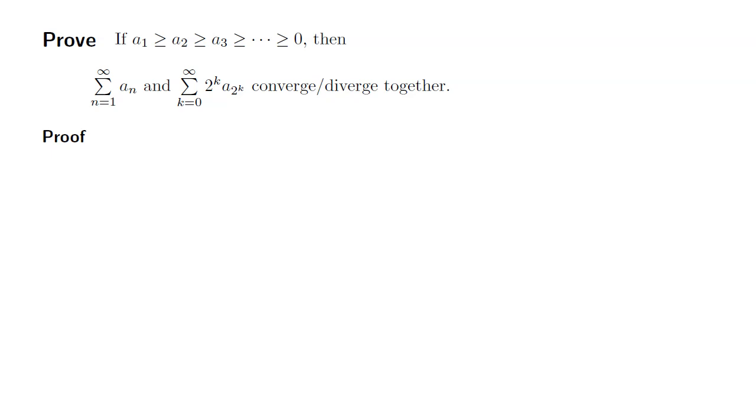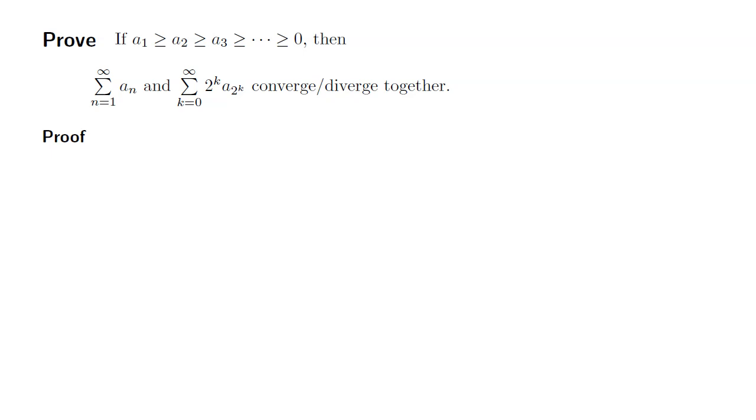Alright, let's look at these comparable infinite series. These are surprisingly quite useful, so I'm going to make a video on an example that uses this result. Let's say you have a non-negative decreasing sequence, a1, a2, a3, and so on. Then the summation n goes from 1 to infinity of a_n, and the summation k goes from 0 to infinity of 2^k times a_(2^k), converge or diverge together. Right? So let's try to prove that.